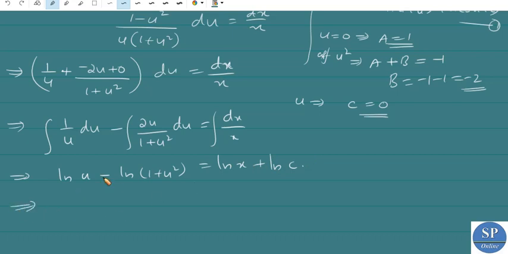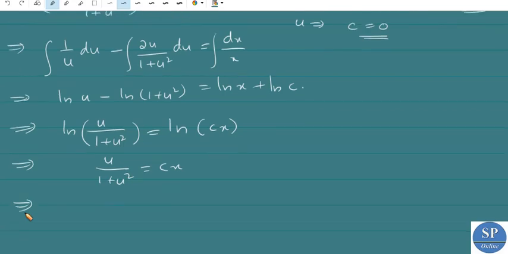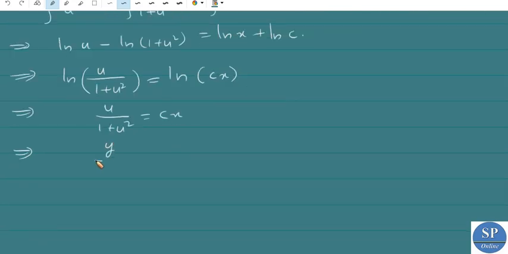By the properties of log, log a minus log b is log a by b, so log u minus log of 1 plus u square is equal to log of u by 1 plus u square, which is equal to, since log a plus log b is log ab, log of some cx. Applying the exponential, we get u divided by 1 plus u square is equal to some cx. Now we can replace u with y by x, divided by 1 plus y square divided by x square, equal to some c into x.